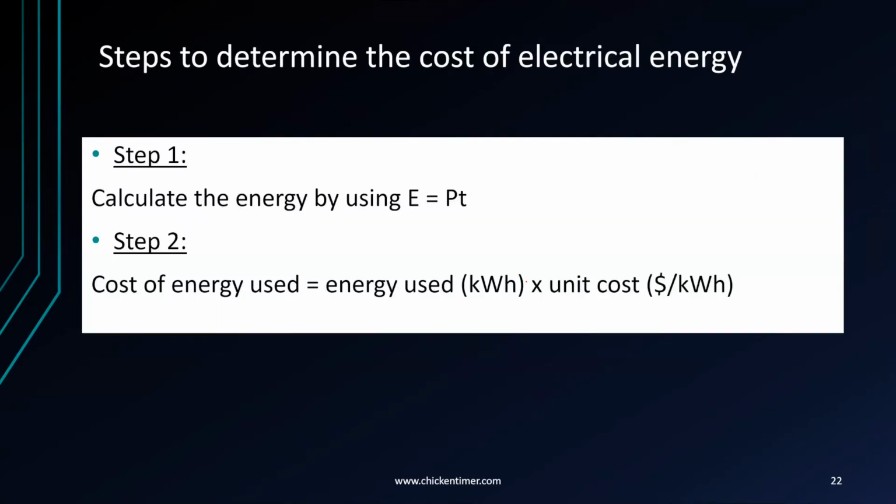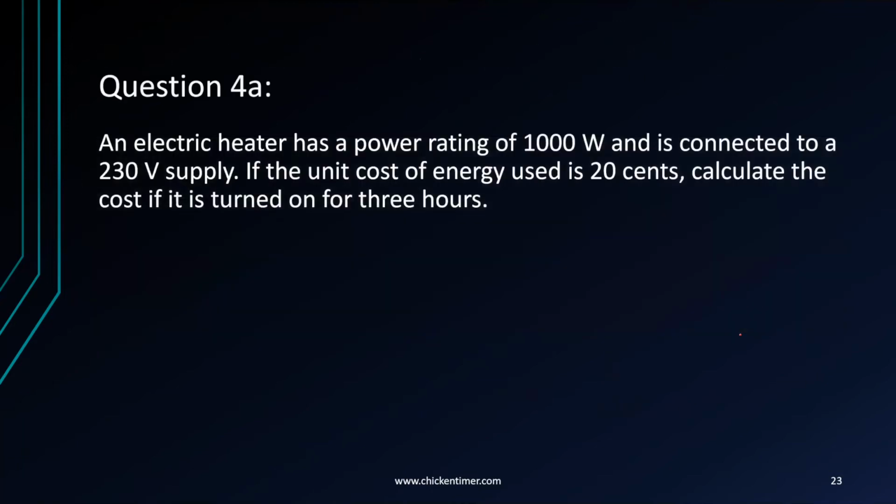So if you want to calculate the cost of electrical energy, first you find energy using this, but in kilowatts and hours. Then you want to calculate the cost of the energy. That means it's the number of kilowatt hours times the unit cost. Unit cost is 1 kilowatt hour equals how much money? So let's come to this.